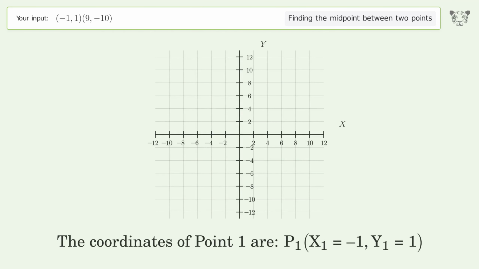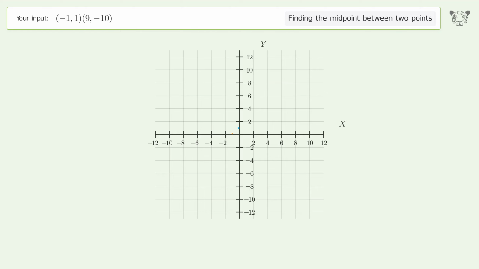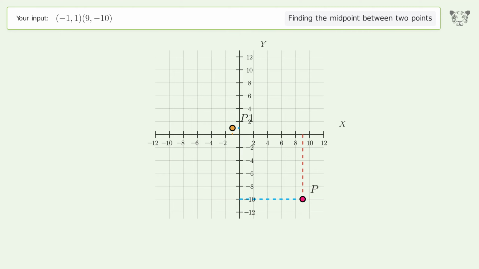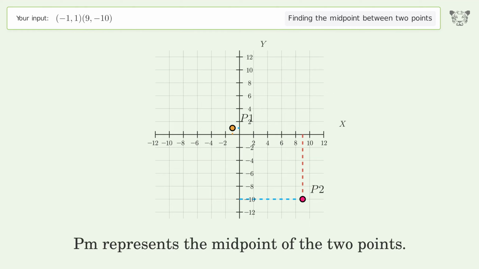The coordinates of point 1 are, x1 equals -1, y1 equals 1. The coordinates of point 2 are, x2 equals 9, y2 equals -10. PM represents the midpoint of the 2 points.